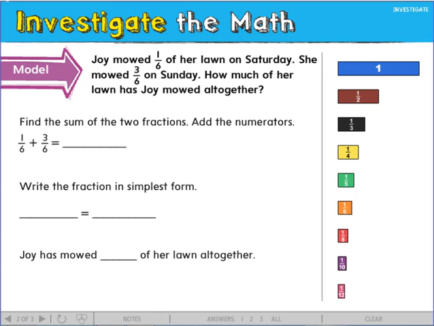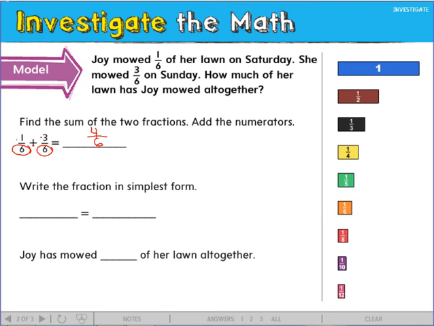But find the sum of the two fractions and add the numerators. So the denominators are the same. Okay, 6 and 6. What am I doing with the denominators? You're not going to add them. I'm going to keep the denominator the same, so I'm just going to move my 6 over. Okay? I'm going to add my numerators. 1 plus 3 equals? 4. Okay. That's what we're doing today.